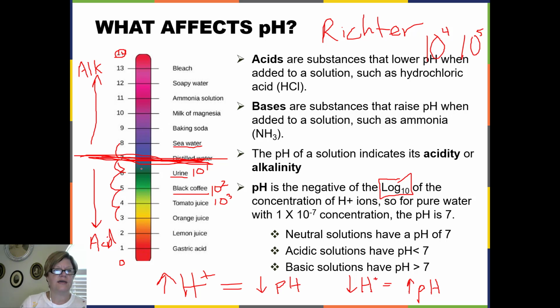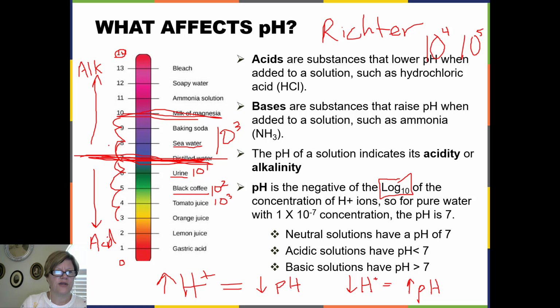So when you say, okay, what's the difference between the hydrogen ion concentration of water versus milk of magnesia? Water has a pH of 7, milk of magnesia has a pH of 10. So that's 3 spaces difference. But remember, that's not 3, it's 10 to the 3. So milk of magnesia has 10 to the 3 fewer hydrogen ions than water.